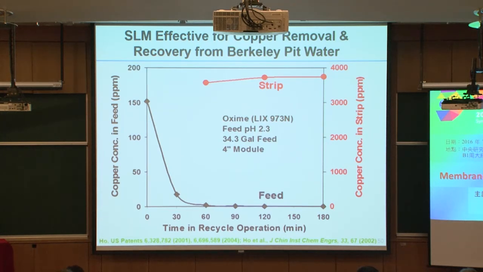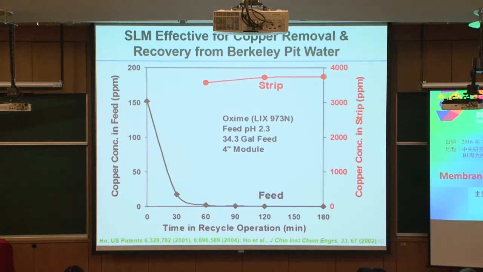We are able to remove cupric ion down to the less-than-ppm range. This is with a hydroxy oxime extraction agent. And then the strip side concentration can go higher than 3,000 ppm. And 3,000 ppm is needed in order to do the electrowinning process to recover the copper metal.